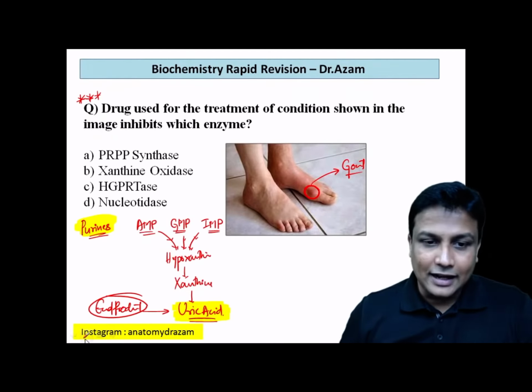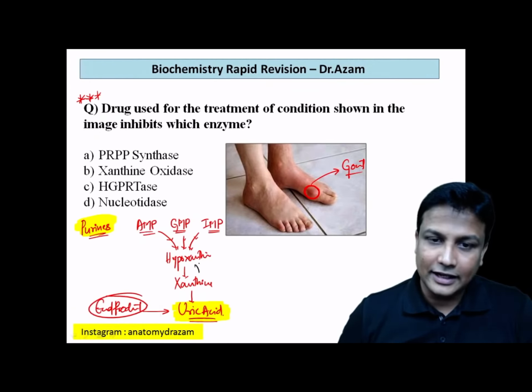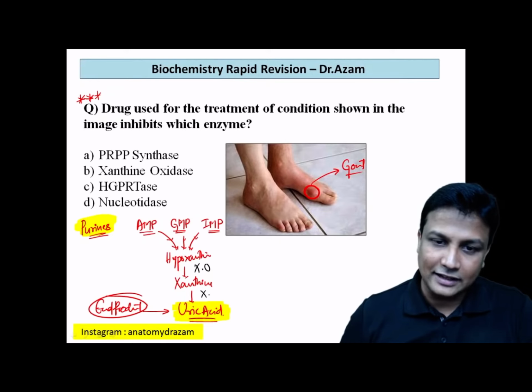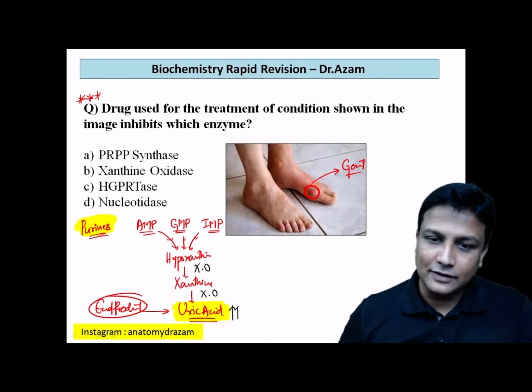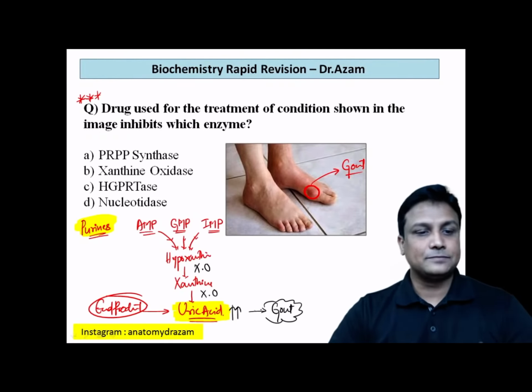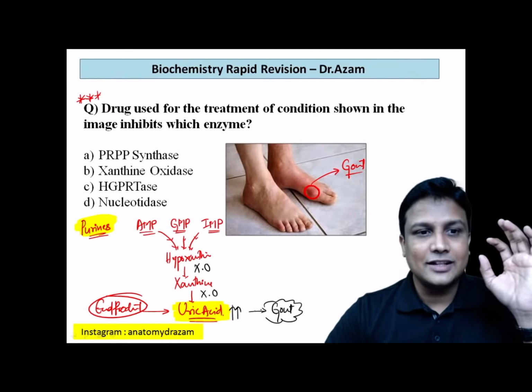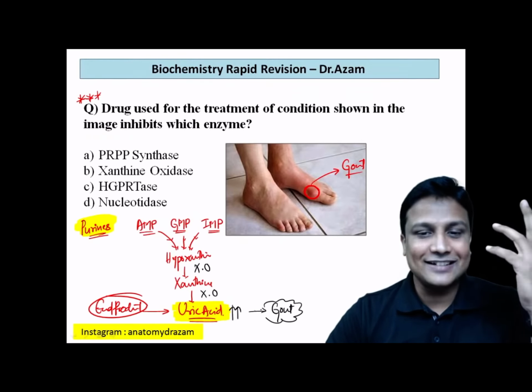Remember that. And after that, my dear friends, what is the name of the enzyme here? It is xanthine oxidase. In some people, what is going to happen? Uric acid level will increase. And this condition of increased uric acid level is nothing but gout. What is gout, sir? Gout is nothing but hyperuricemia, an increase in the uric acid level.